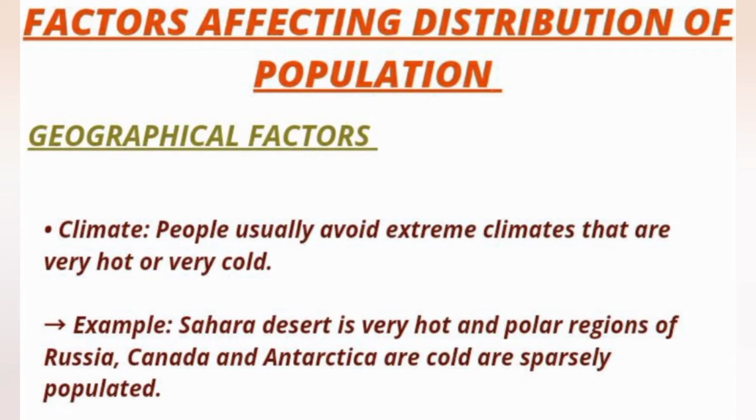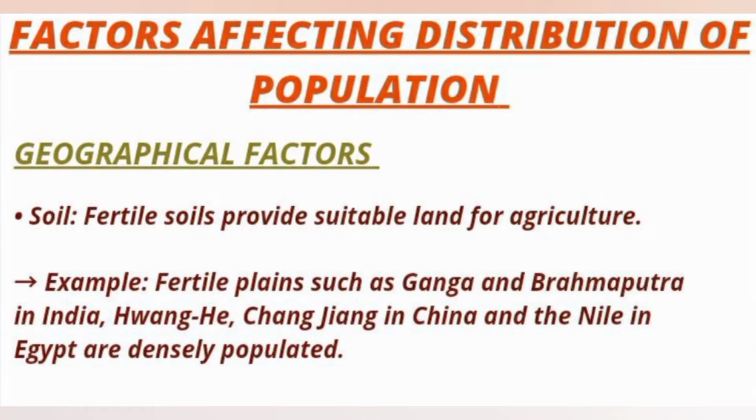Soil. Fertile soils provide suitable land for agriculture. Example, fertile plains such as Ganga and Brahmaputra in India, Hwang He and Chang Jiang in China, and Nile in Egypt are densely populated.